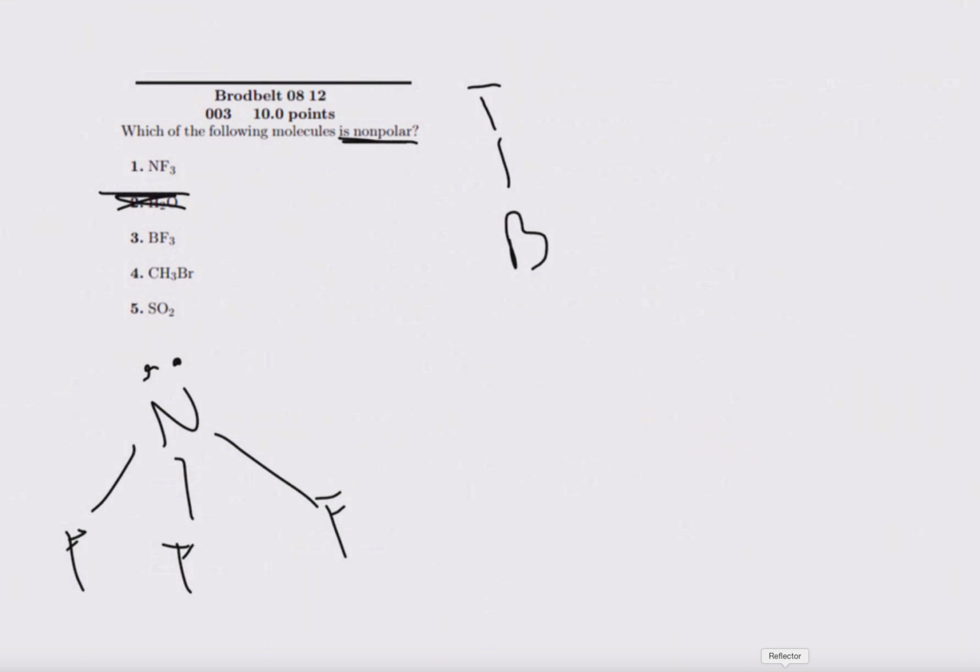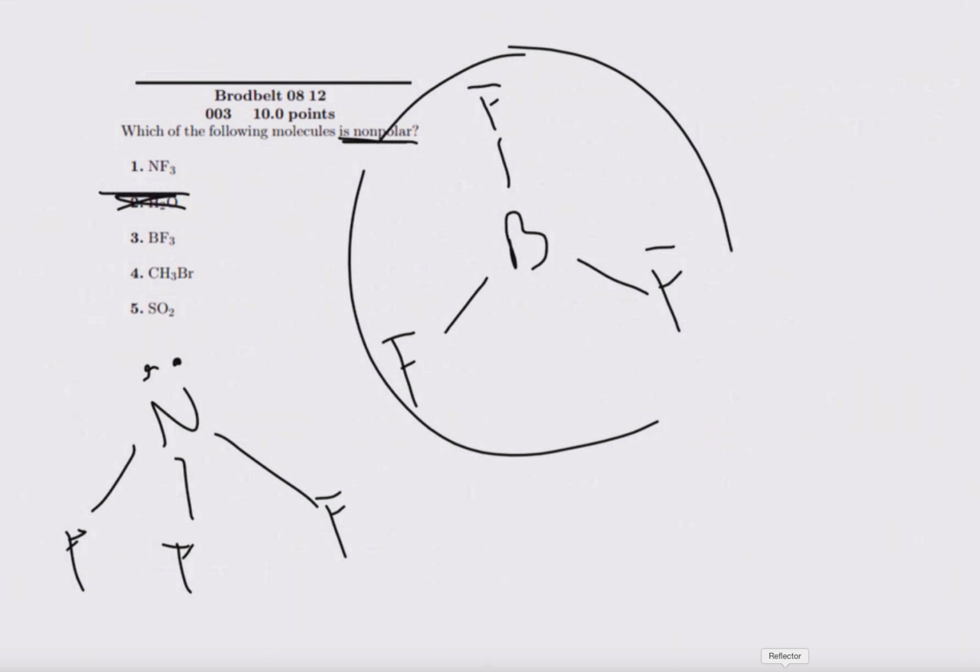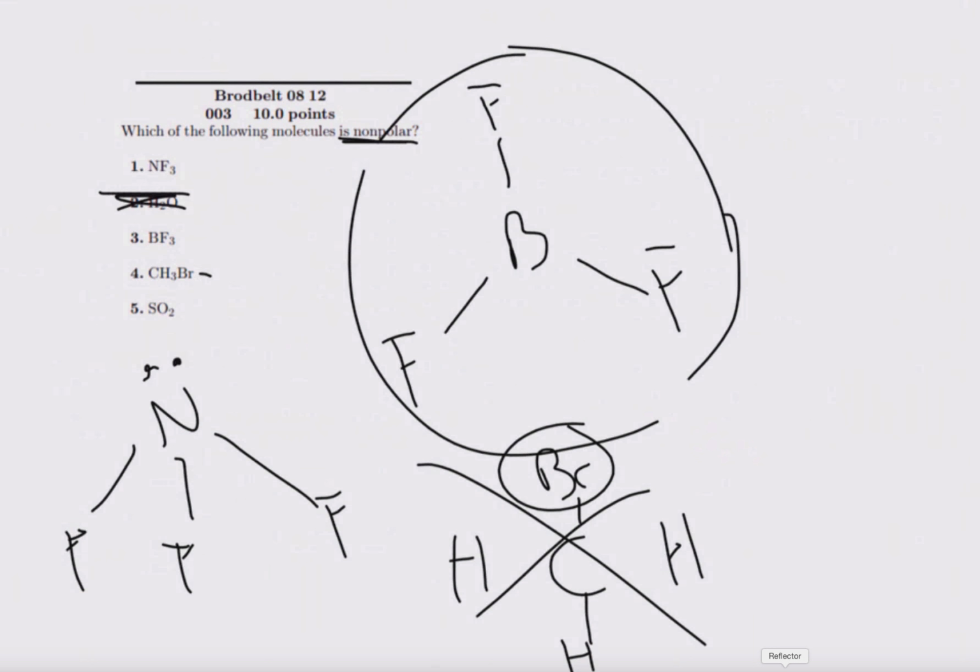Bromine trifluoride is going to end up looking something like this. So this one does appear to be symmetrical. And then if you did out the other two, the carbon with the 3 hydrogens and the bromine, well, that's not symmetrical because you get the one bromine over here, so that's not it.